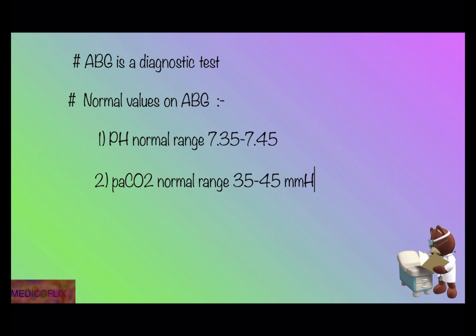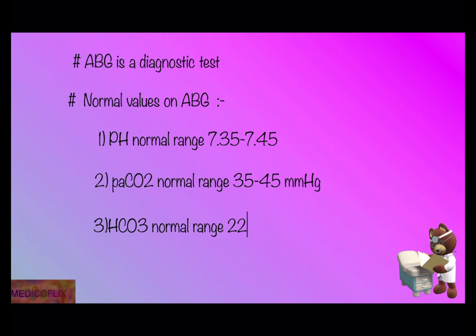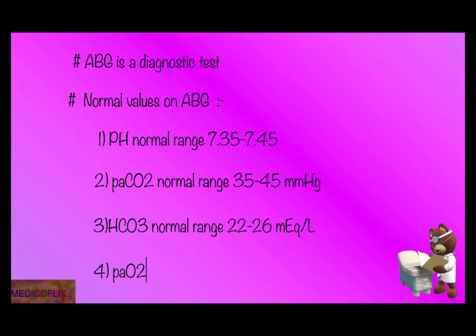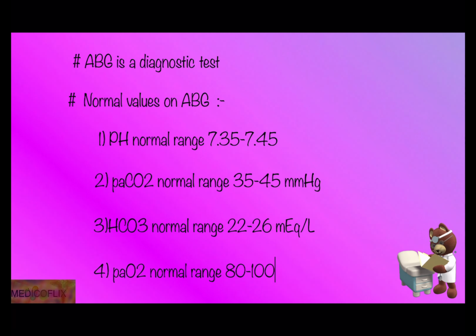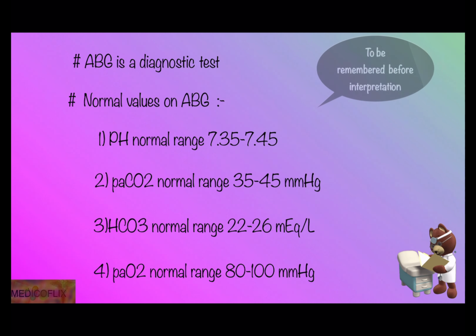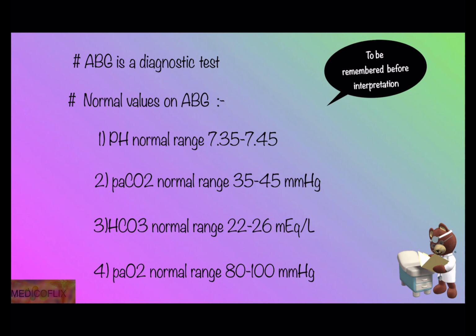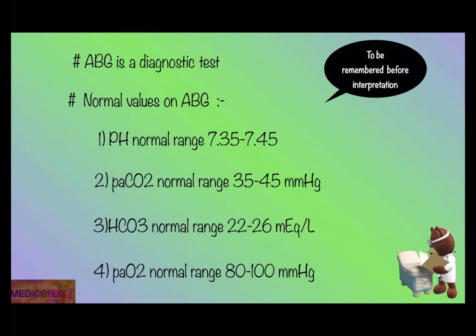PaCO2 normal range is 35 to 45 mmHg. HCO3 normal range is 22 to 26 MEq per liter. PO2 normal range is 80 to 100 mmHg. Those values are very important for ABG interpretation. So those values should be remembered before interpretation.